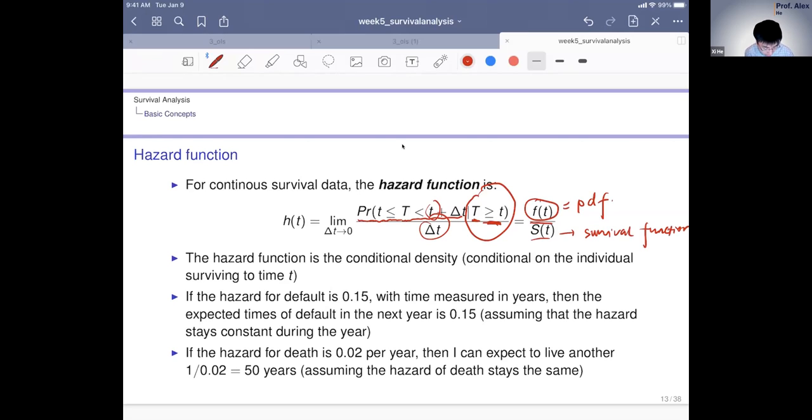And we have this definition because it is a more intuitive concept in the case of survival analysis. So let's say the hazard rate is 0.15, and the unit of time here is years. What that means is, conditional on having already survived until now, the probability of you defaulting in the next year is just 15%, which is this density times the time, 1 year. So this is called the conditional density because it's just the probability density, but conditional on you having already survived until that point.